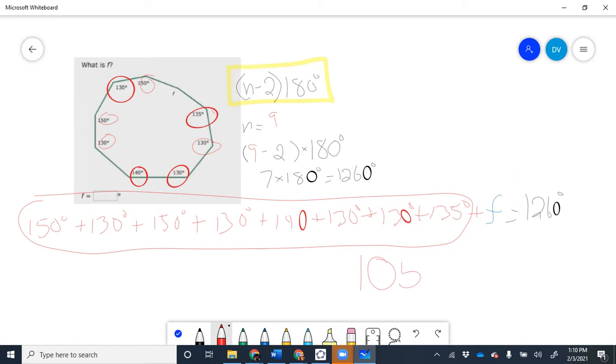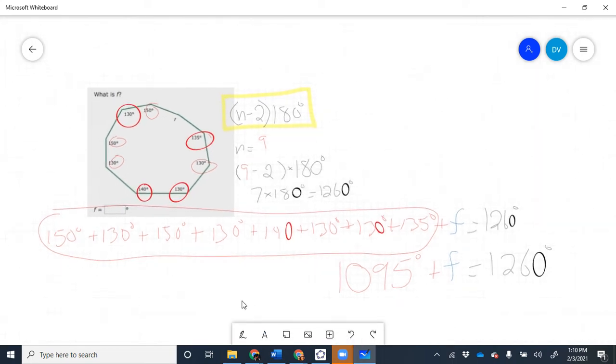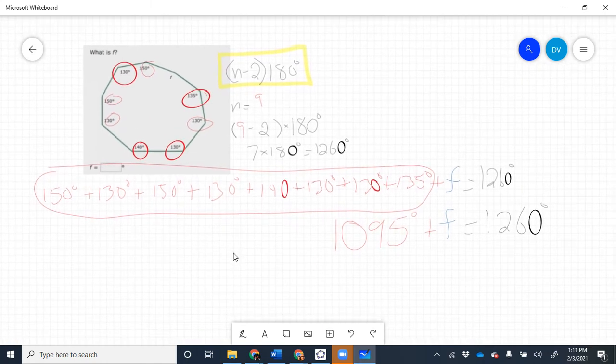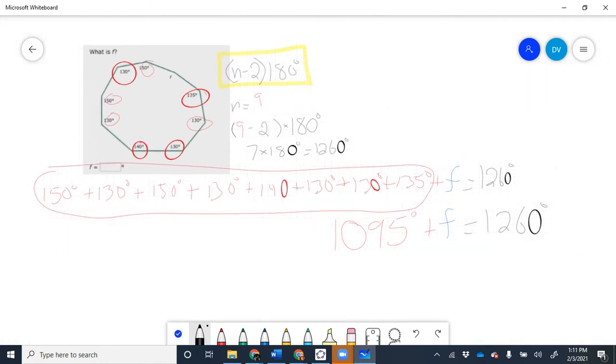Okay, I'm sorry, I wrote it wrong. We'll double check our arithmetic. 1,095 degrees plus F equals 1,260. I'll bet you can tell me what we have to subtract from both sides. You know it. You're absolutely right. We're going to subtract 1,095.